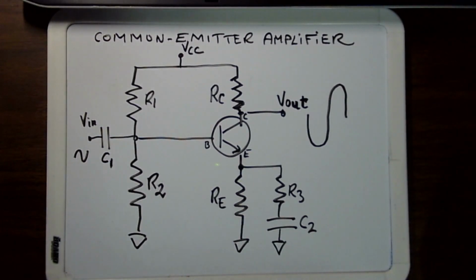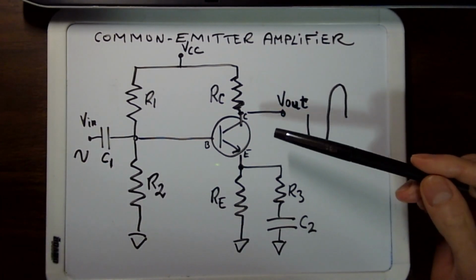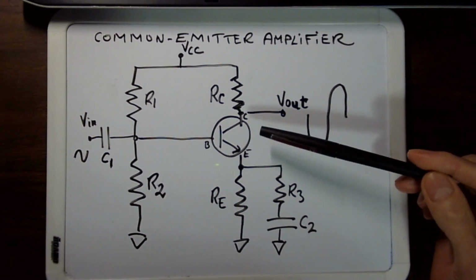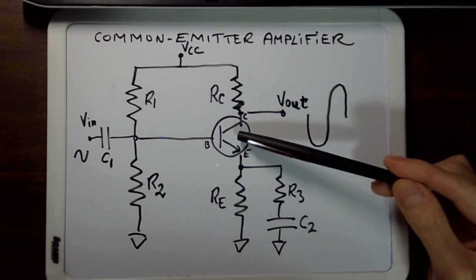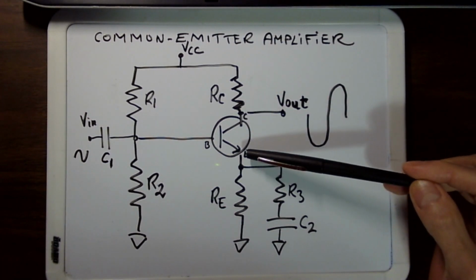Hello. So today we're going to talk about the common emitter amplifier. So that's the circuit. Classic circuit, I should say. So this is the transistor NPN, so base, collector, emitter.